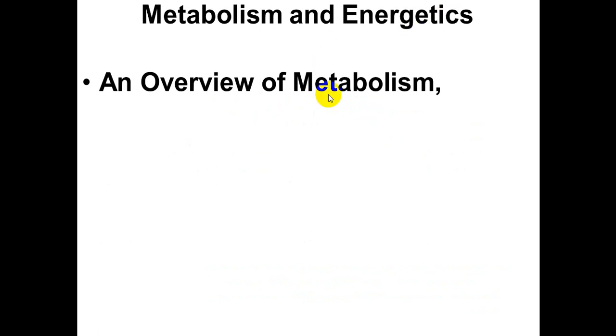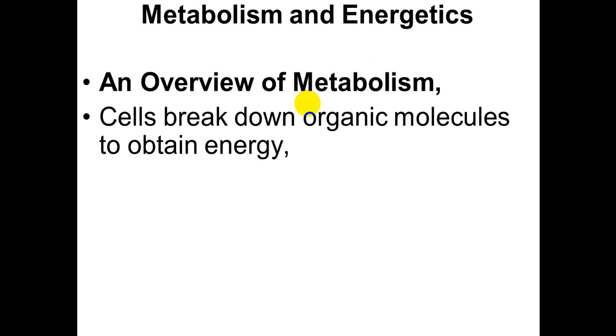An overview of metabolism: cells break down organic molecules, such as carbohydrates, proteins, amino acids, nucleic acids, and lipids. Cells break down organic molecules to obtain energy as ATP, which can then be used to power cellular work. ATP is a high-energy molecule.